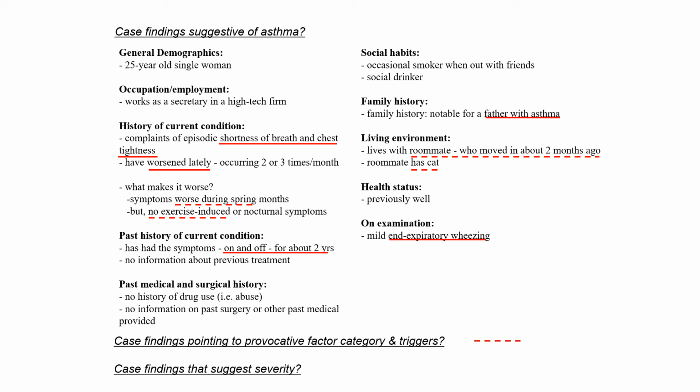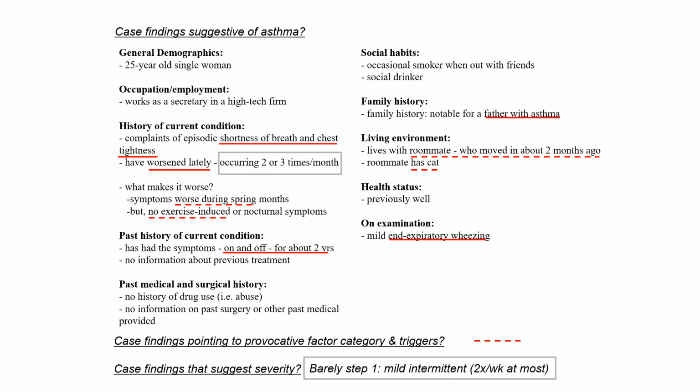So at this point in time, there's enough here where we suspect the presentation of asthma. But is there anything here that gives us a suggestion related to the severity? Well, if we're looking at the occurrence of 2 or just 3 times per month, that's barely putting it into step 1. This would be a mild, intermittent presentation at this time. 2 times per week at most.